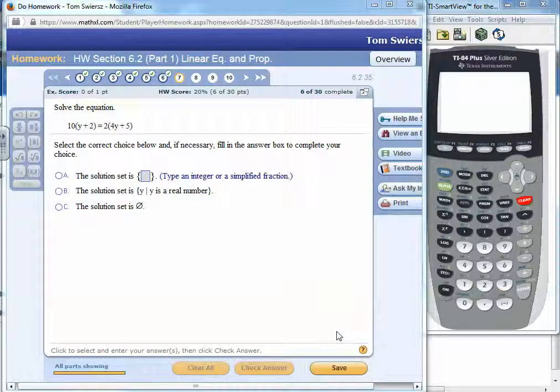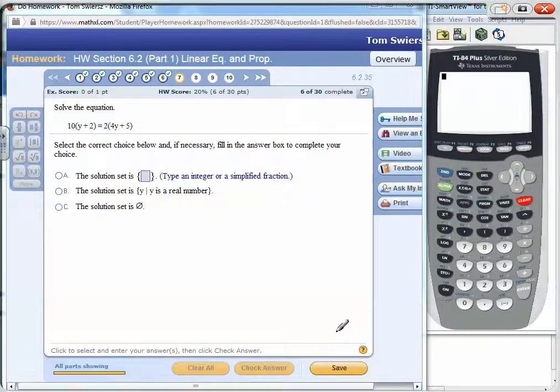Let's do homework exercise number 7 from section 6.2, part 1. We have 10 times the quantity y plus 2 equals 2 times the quantity 4y plus 5. Again, we must distribute on both sides because we have a number in front of a set of parentheses.